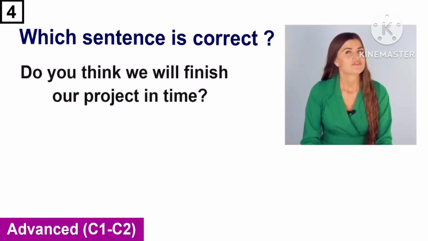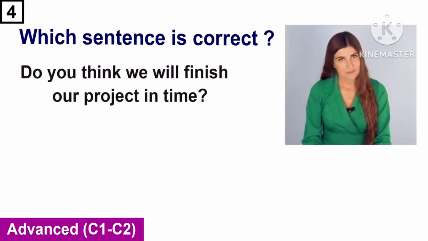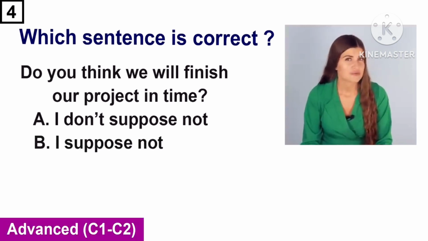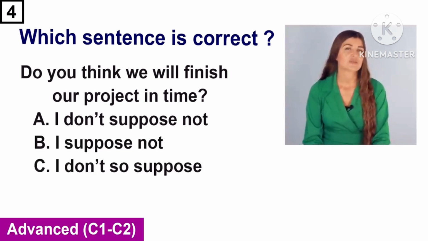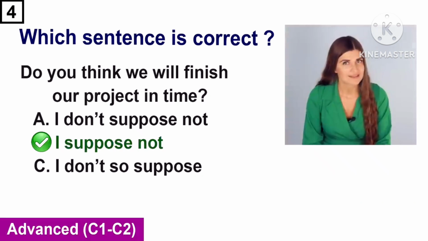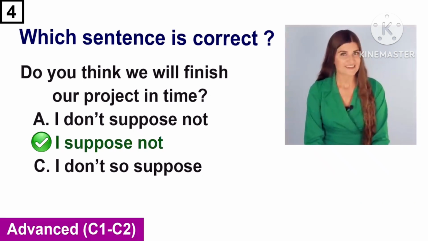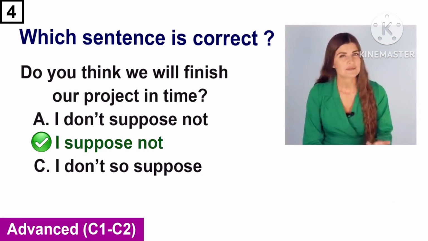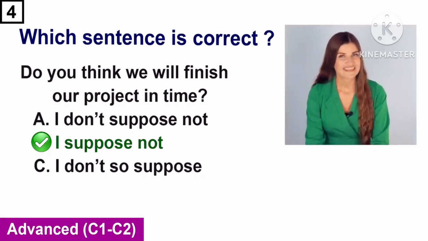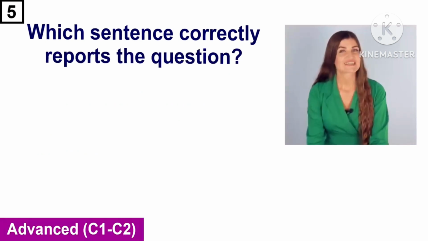Which answer is correct? Do you think we will finish our project in time? A. I don't suppose not. B. I suppose not. C. I don't so suppose. I suppose not. B is the right answer. We can't use double negatives. We can't say I don't suppose not or I not suppose. The next question.